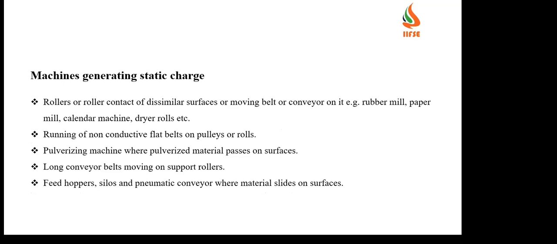I will see a couple of machines which are going to generate, అంటే ఎటువంటి machines మనకి ఈ స్థిర విద్యుత్ శక్తిని జనరేట్ చేస్తాయి. For example, rollers, contact of dissimilar surfaces, or moving belts or conveyors, and also rubber mills, paper mills, calendar machines, and also dryer rollers. So in rollers, there is the metallic part and it is rolling any plastic or paper. Due to that contact and also separation, the static electricity will generate.